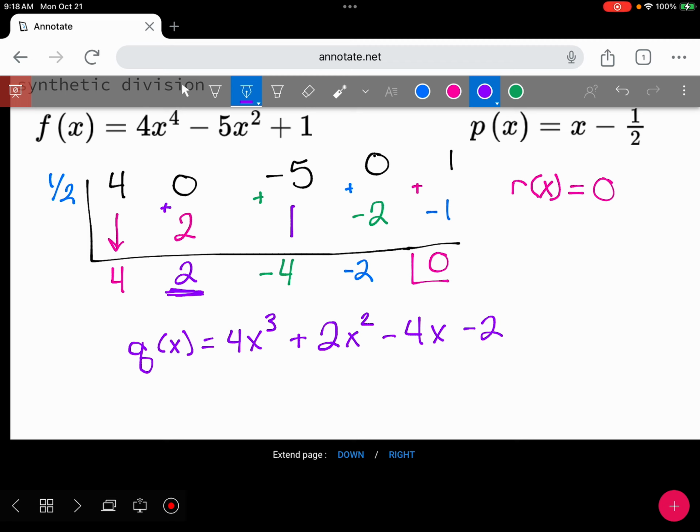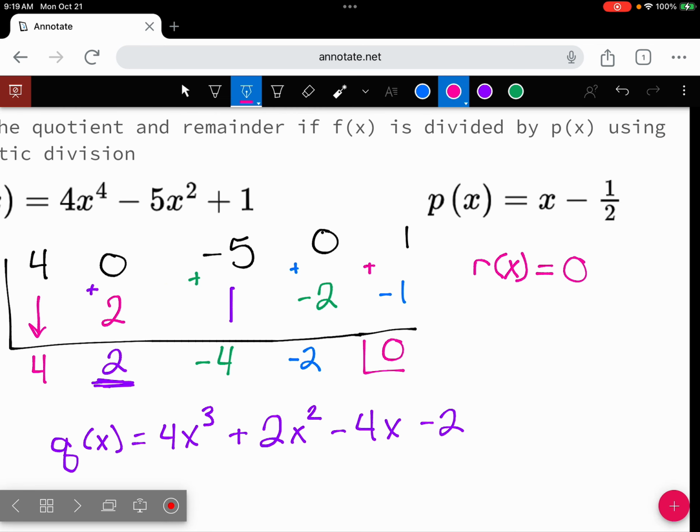We could factor this one. I could bust this into pairs and factor out some pieces. Totally fine. We could do that. It's not what we're going to do right now, but we could. So because our r of x equals 0, that means this chunk right here, x minus 1/2, is a factor. Or you could write it as 2x minus 1 is a factor.